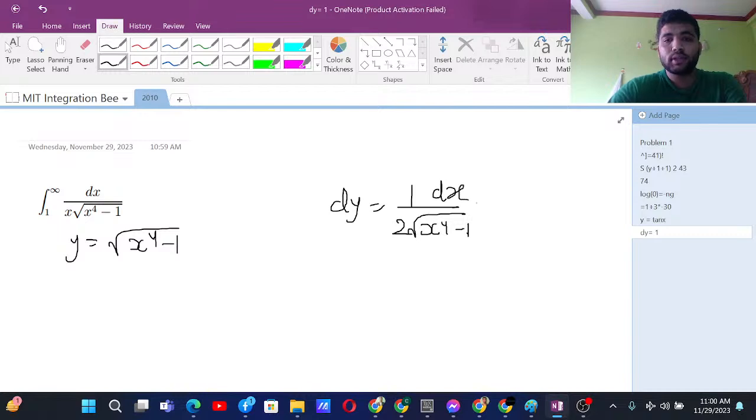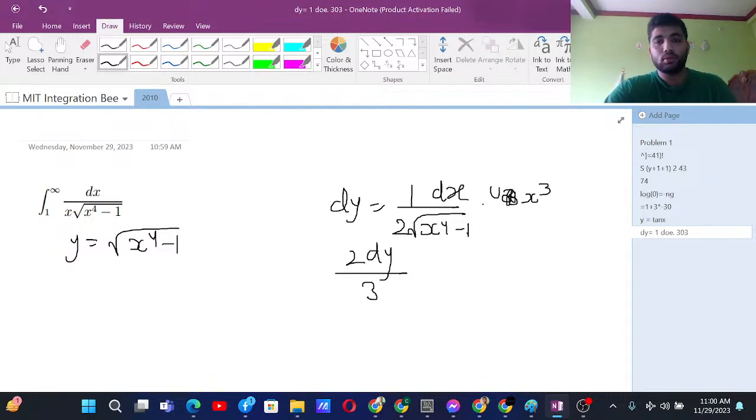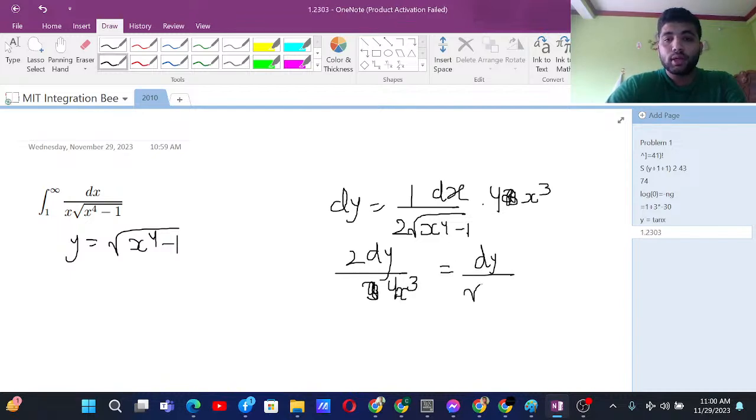So there's dx and there's 4x cube. Of course there's these things as well, but this one is already here. So dx by root x to the power 4 minus 1 can be used as a substitution to go to dy. So now we will have 2 dy by 3x cube. Sorry, not 3x cube, it's actually 4x cube.